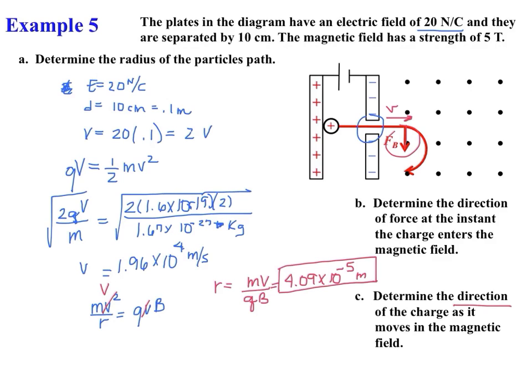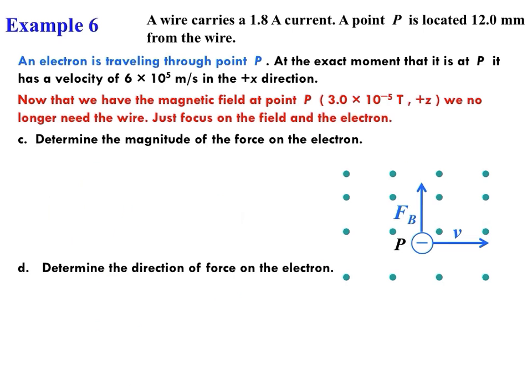Again, we said that follows that circular path. So again, we just used all of that information to help us solve for the strength of the magnetic field. Now we can use that information to help us solve for the magnitude of the force. Again, F is equal to qvB.